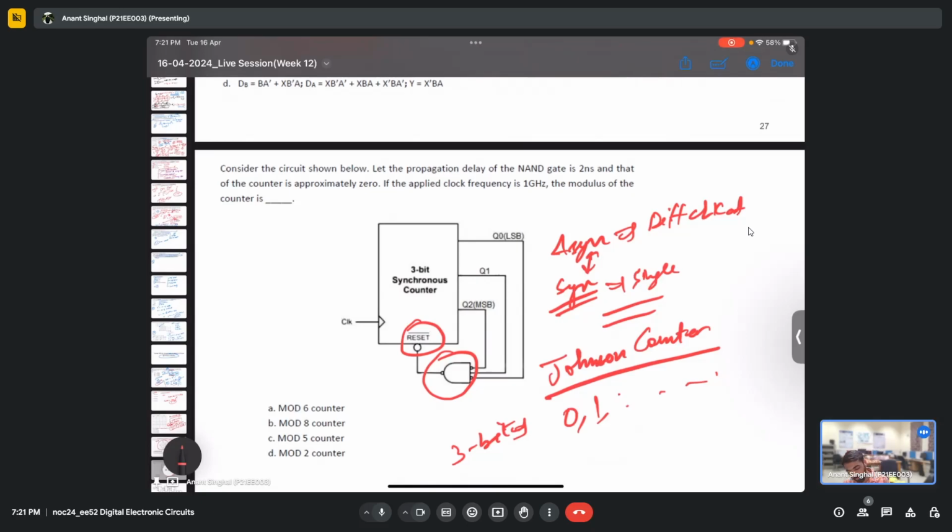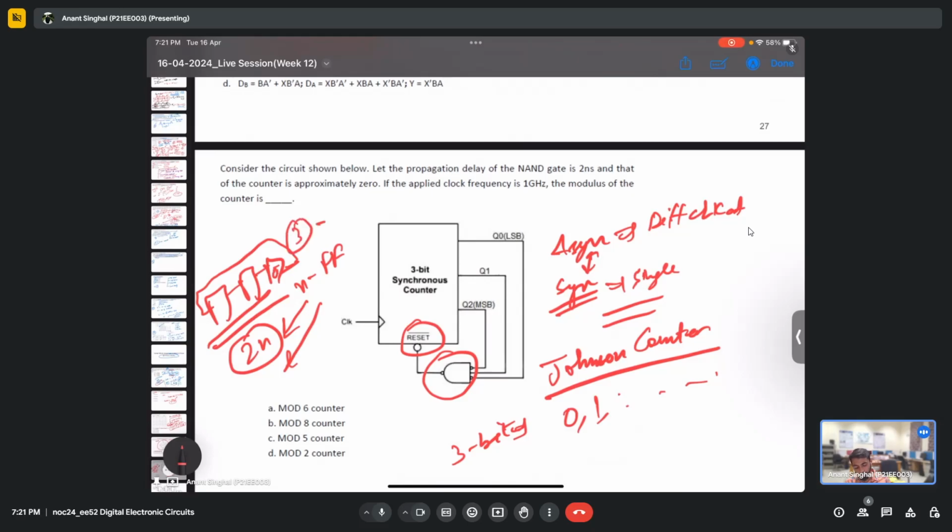So Johnson counter is nothing but a combination of D flip-flops, and the last complement is connected to the input of the first. So this is nothing but a Johnson counter. And for these types of counter, we have 2n states. So let's say there are n flip-flops, so there will be 2n states for these types of counter. So if you have 3 bits, if we have three flip-flops, we will have 6 states. If we have four, then we will have 8 states and so on. So you just need to memorize all of these things and you need to be clear with all of these concepts.